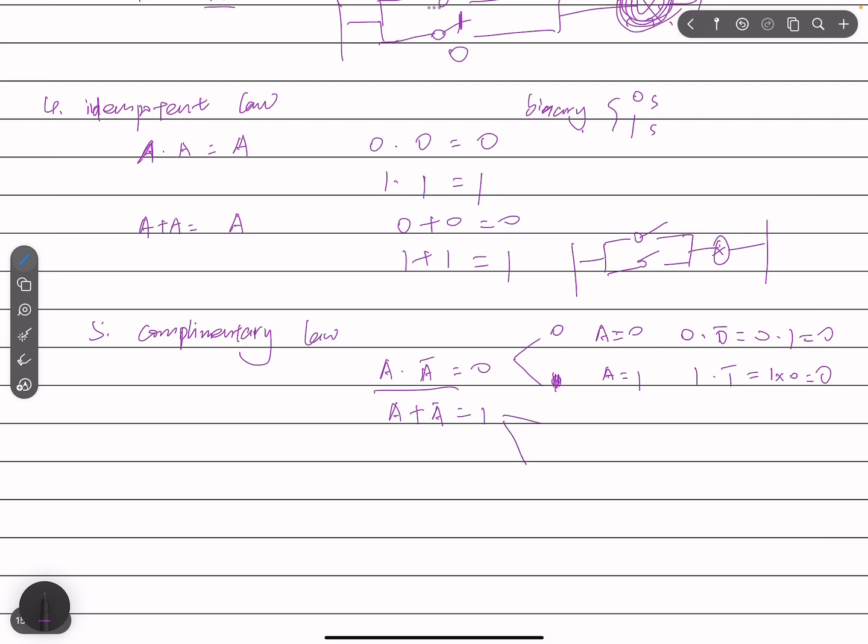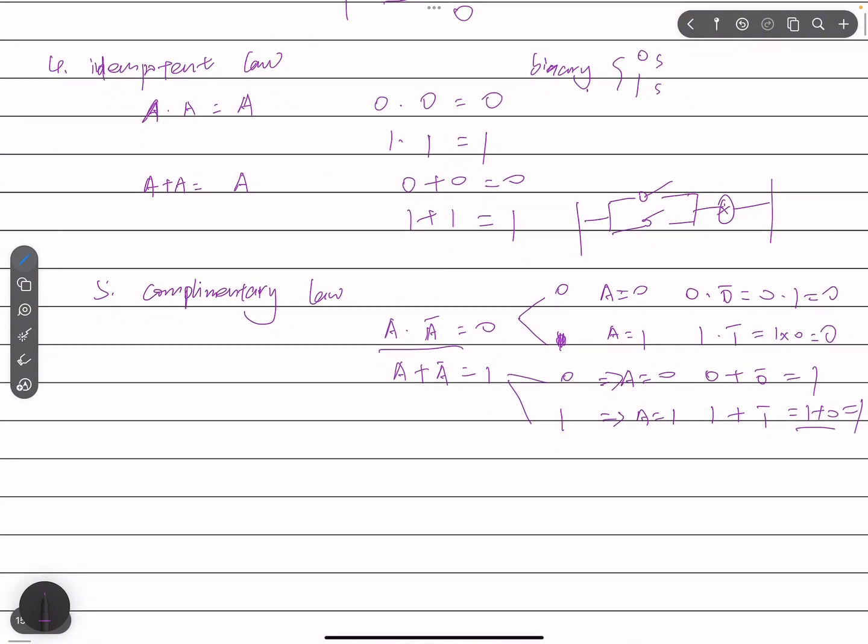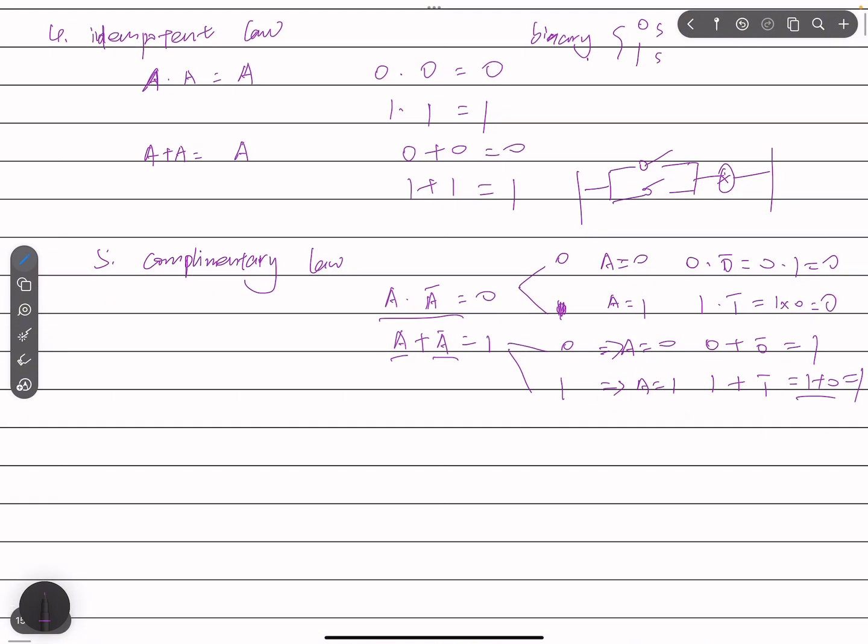And for this one, same thing, zeros and ones. When A equal to 0, 0 plus 0 bar will be 1. When A equal to 1, 1 bar will be 0, so 1 plus 0, still 1. That's why A plus A bar equal to 1.